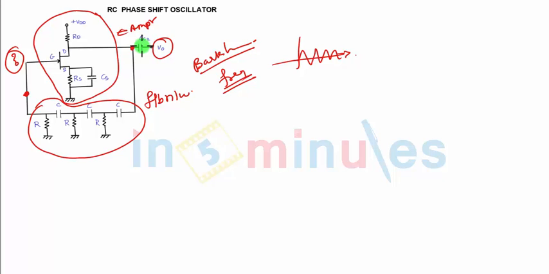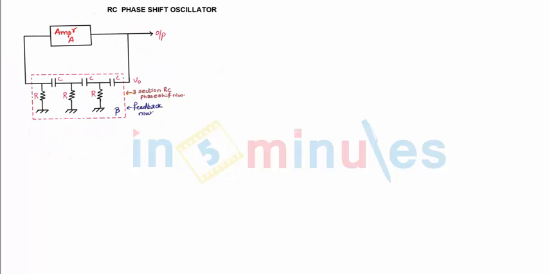Coming to the basic analysis of the RC phase shift oscillator, instead of the entire amplifier, we are showing it as having gain A, then the feedback network, the 3-section RC phase shift network. It is also called a 3-section RC phase shift network. Now in order to do the analysis, we want the total phase shift to be 360 degrees. So for that we'll consider only the feedback network.